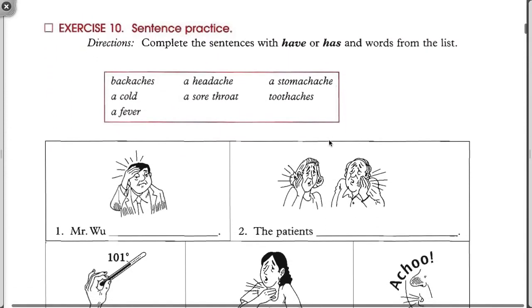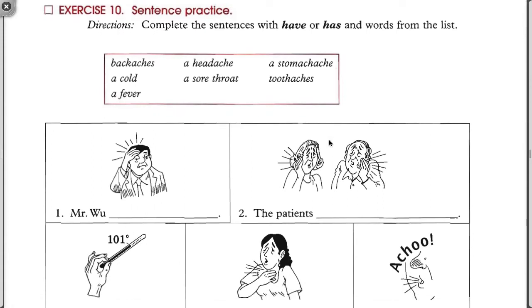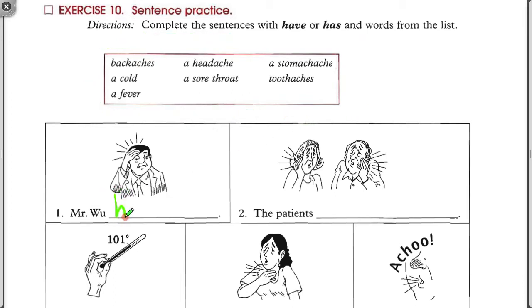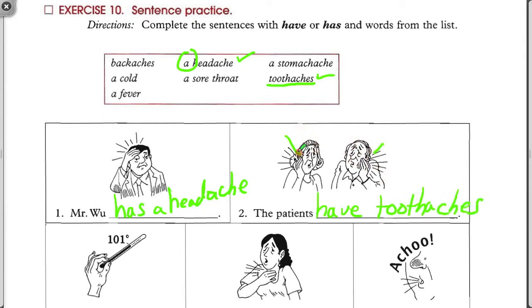We're going to keep going to exercise 10. Complete the sentences with have or has and words from the list. Here we're going to use have and has with illnesses. This is where you learn more vocabulary. Mr. Wu has a maybe headache. The patients, they have toothaches because here a headache, okay, is here. Because they have is plural, toothaches. Because they each have one.